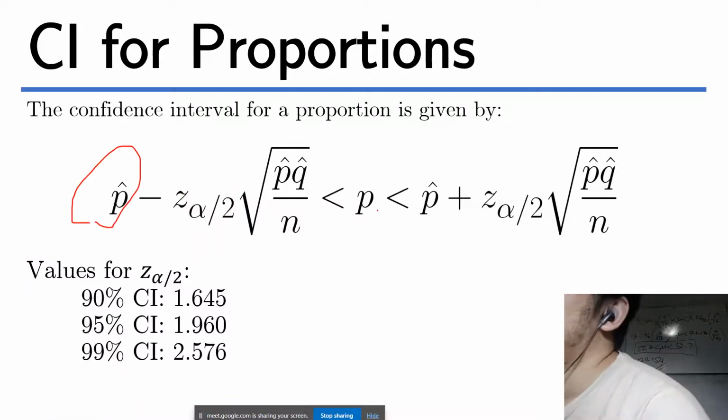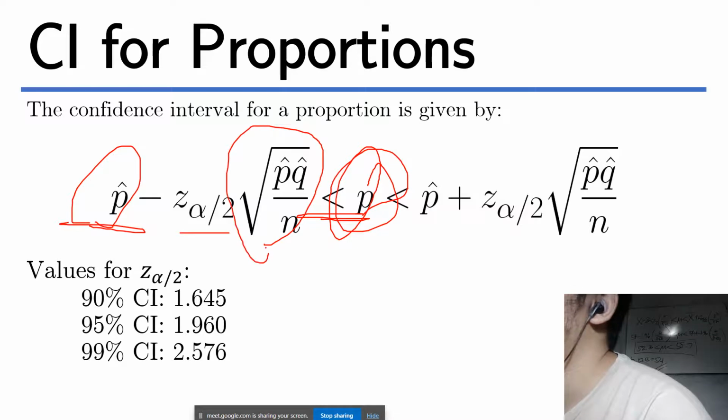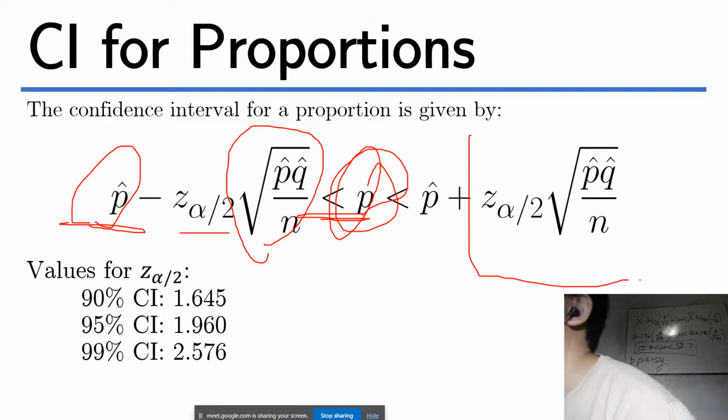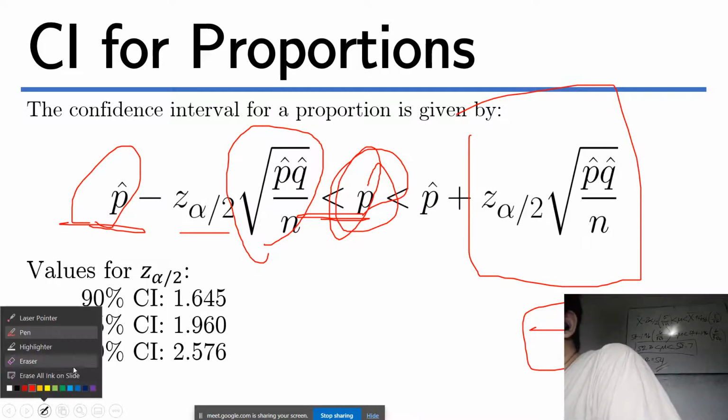Ito yung p hat, yung kanina. Ito yung ni-estimate natin, no? Population proportion. Ito yung sample proportion. Minus z alpha over 2 times square root p hat q hat over n. Tapos ito ulit yung margin of error. Ito yung e, no? Yan yung e. Okay? Tandaan nyo na yung formula or pakipicturean, no?